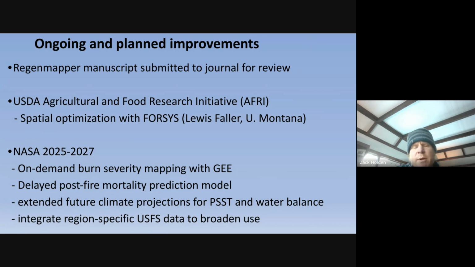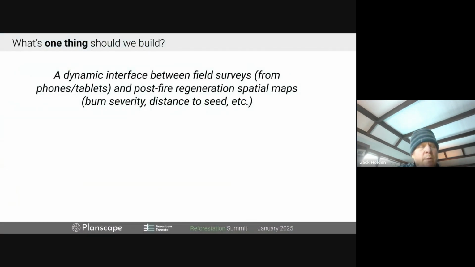Next slide, just real quick, Elizabeth. And we have some great tablet tools, folks. The Forest Service is going out and doing surveys with tablets. If we could interface those with a tool dynamically to adjust our maps, I think that would be really powerful. And that's it.